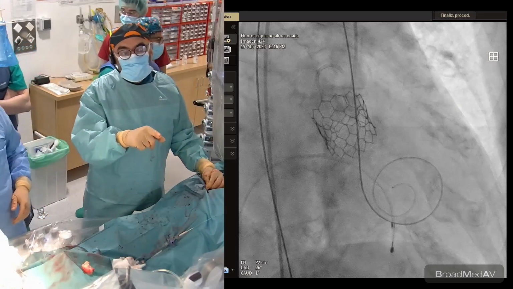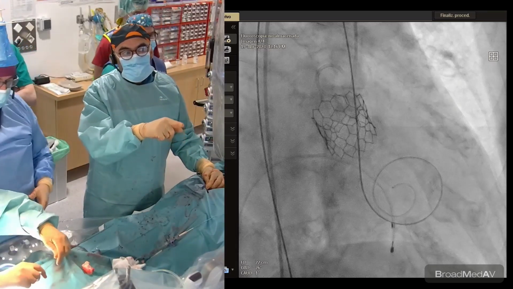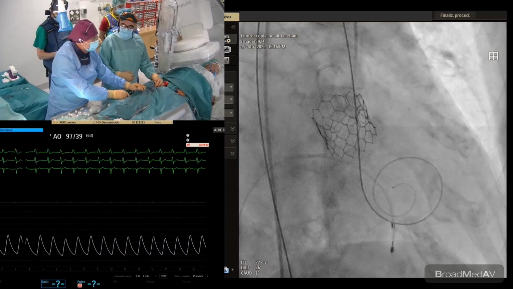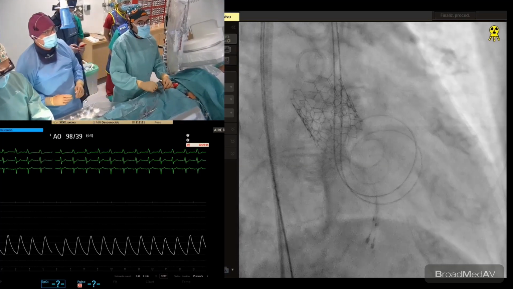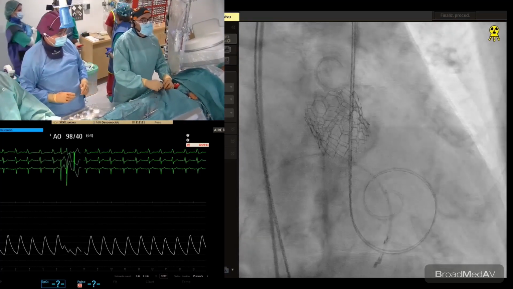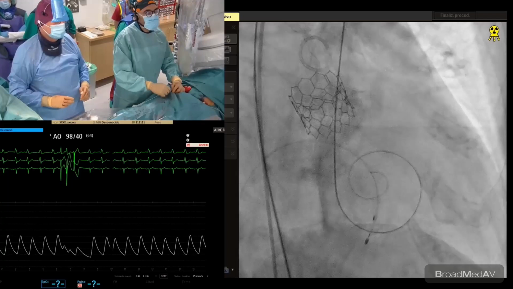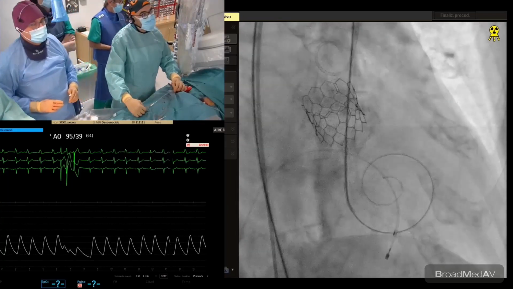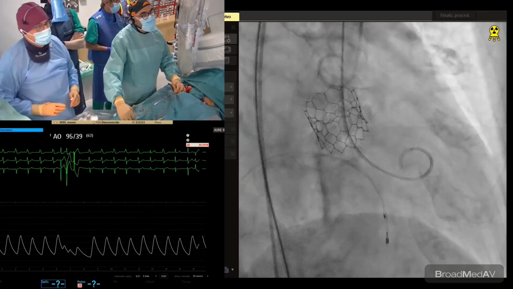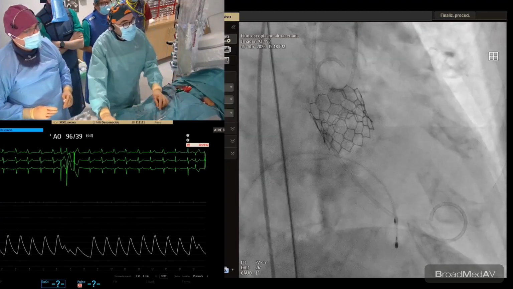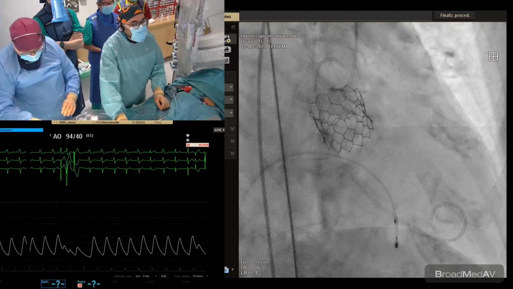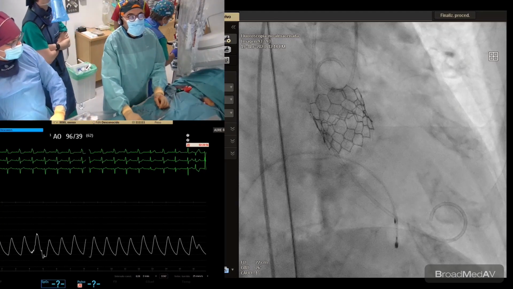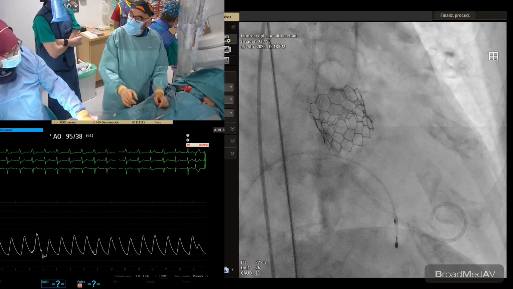You can see, I don't know if you can see the pressure, the systolic pressure is 100. The patient is under conscious sedation. We are going to check the gradients. I wouldn't expect a high gradient. I think everything is going to be okay.